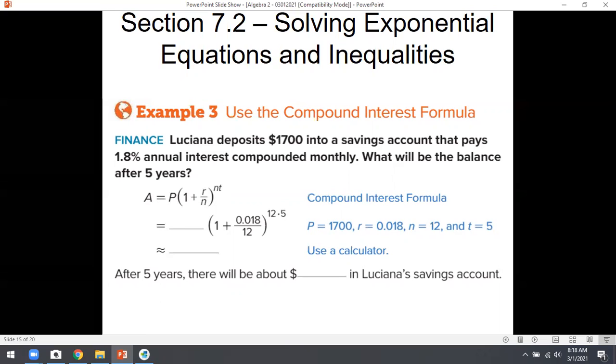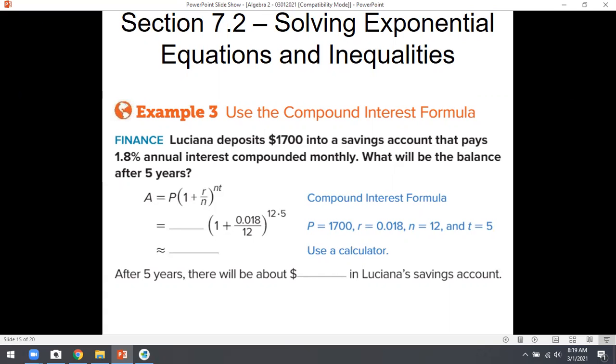We're going to read nice and slowly. Luciana deposits $1,700. Whoop, that's how much you put in. Can you tell me what letter in this equation represents how much you invested originally or how much you put in? P, the principal, exactly. So right off the bat, I'm going to replace the letter P with 1,700 because that's how much I plugged in. The account pays 1.8% annual interest.